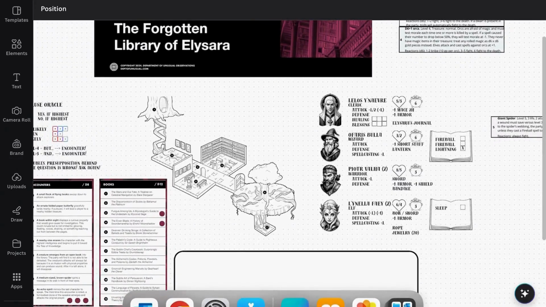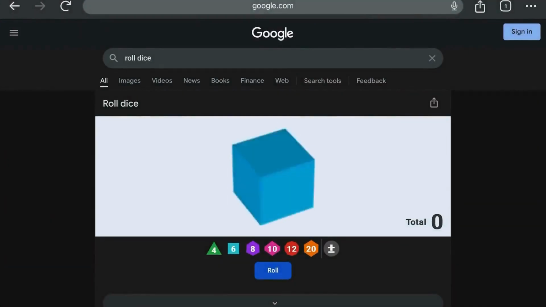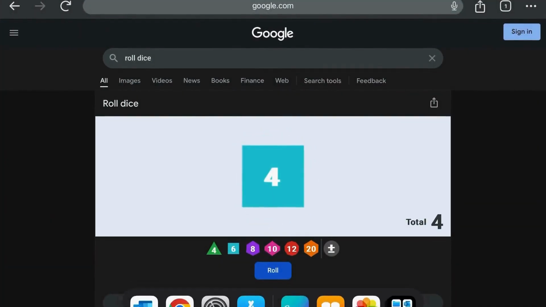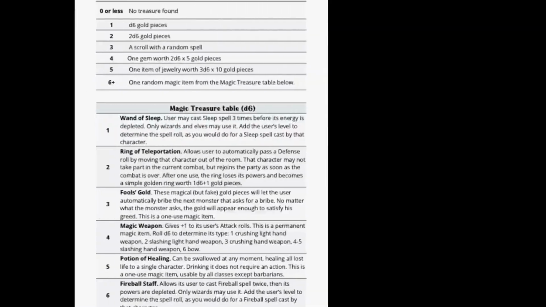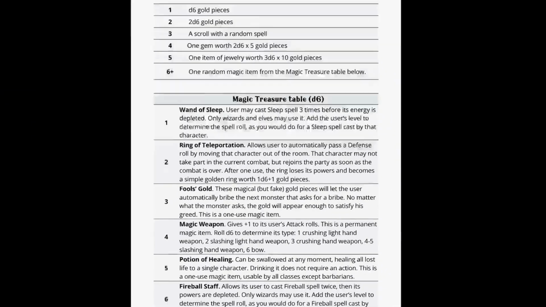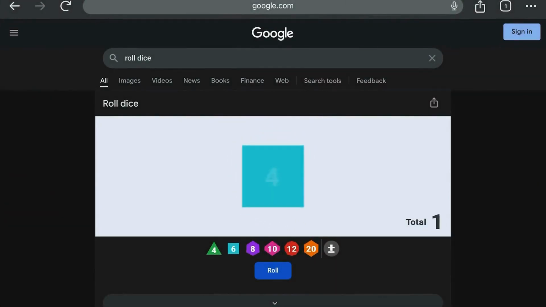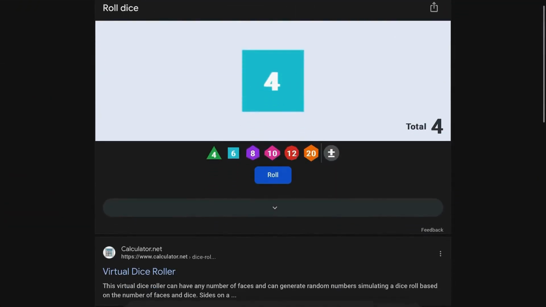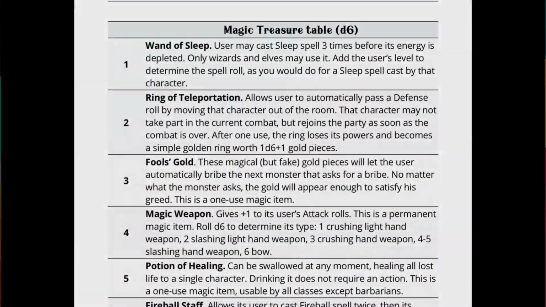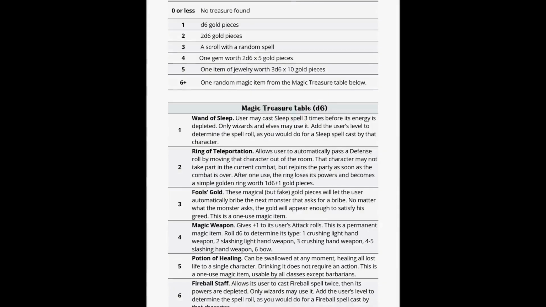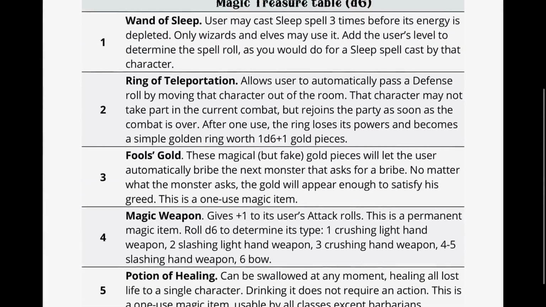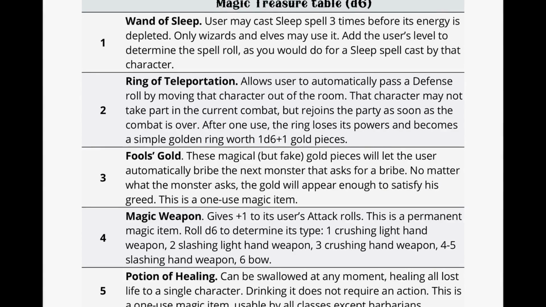Let's roll on the magical treasure table of the core book. 4, which is a magic weapon. Okay, roll d6 to determine its type. 4. Oh, where is it? 4. 4, 5 slashing hand weapon. Okay, so it's a magical sword.